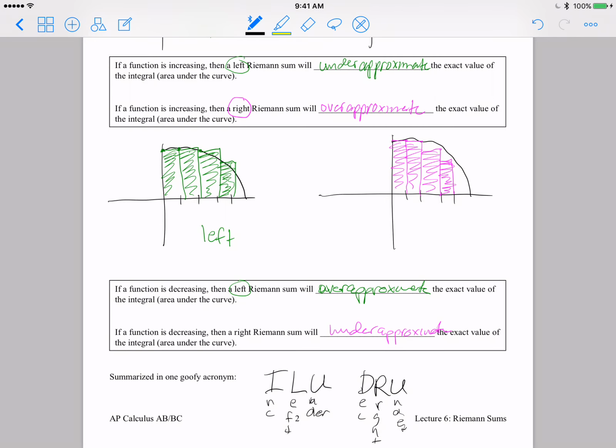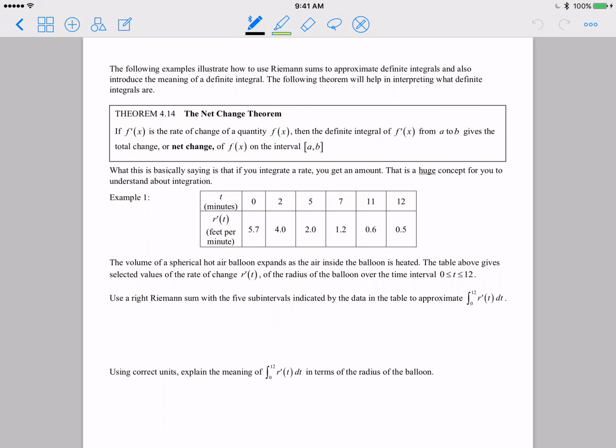Okay, so the following examples illustrate how to use a Riemann sum to approximate definite integrals, and I'm also going to introduce to you a meaning of the definite integral in a particular case. Okay, so if you remember back to our first couple of lectures, we talked about the interpretation of the derivative was instantaneous rate of change.